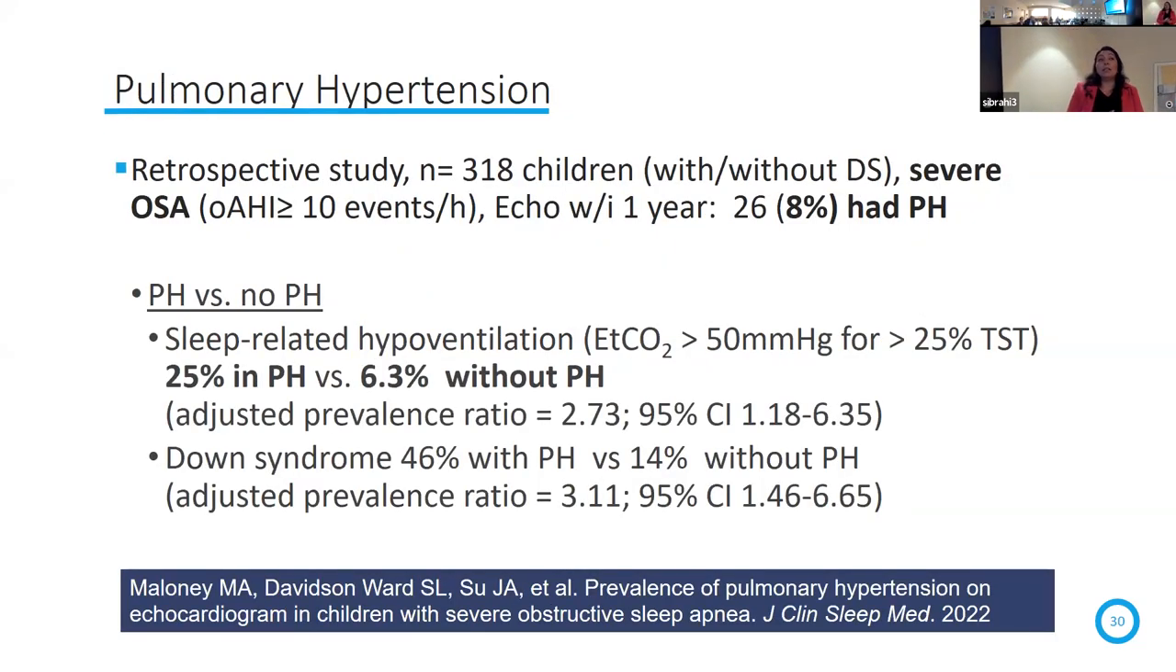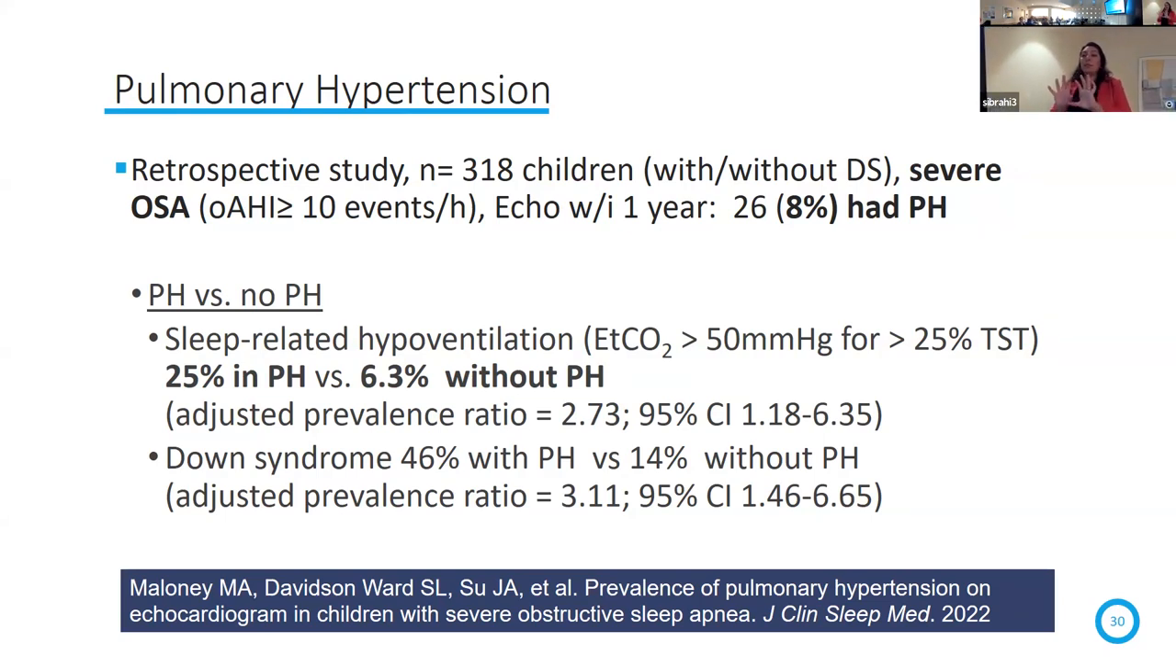A study, it was retrospective, in children with and without Down syndrome. So that's why that number is big, 318. Severe sleep apnea, as we know, is an OAHI of 10 or more, and they had an echo within a year. How many had pulmonary hypertension? 8%. It's quite a large amount. So maybe that OAHI of 10 is actually reasonable to consider severity.